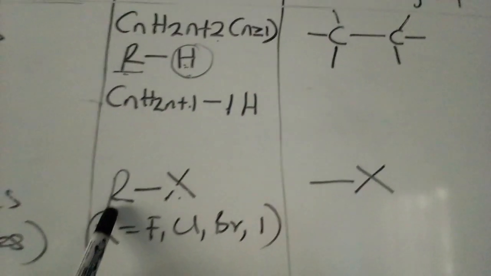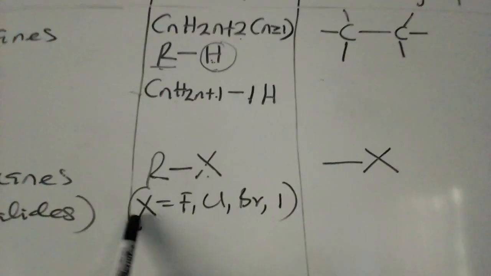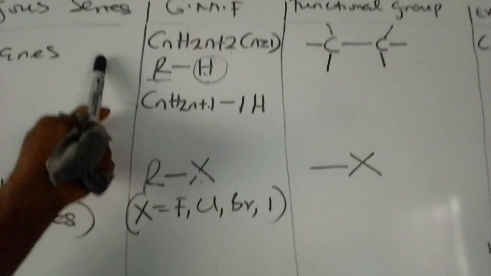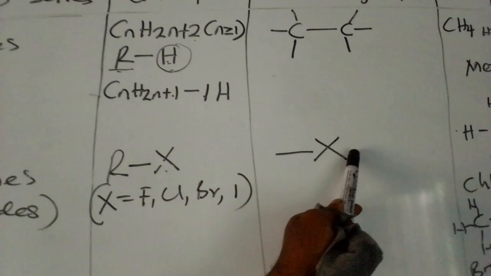Like if you look at this one, this is haloalkane. Remove the hydrogen and bring in X. This X represents the halogen. I have a haloalkane. To get the functional group, just remove the alkyl group. The remaining group becomes the functional group.